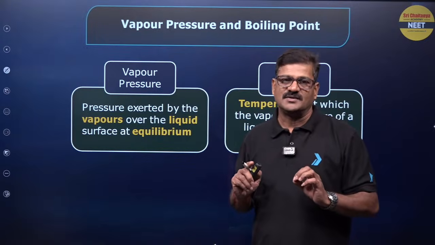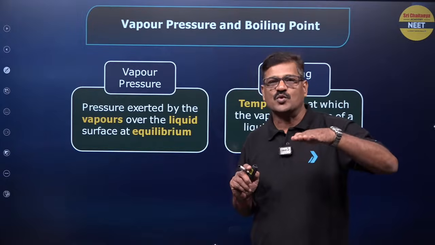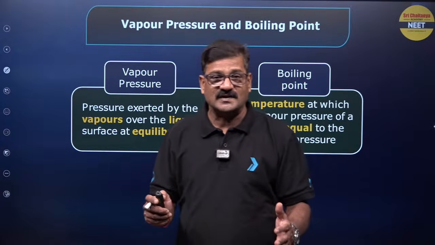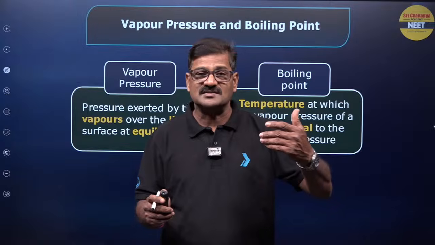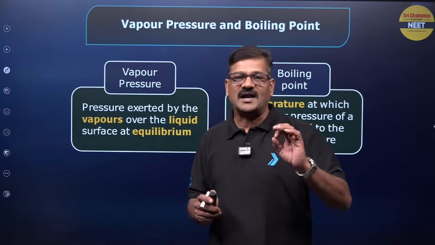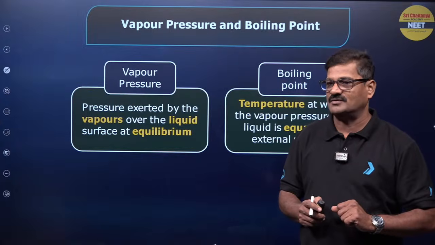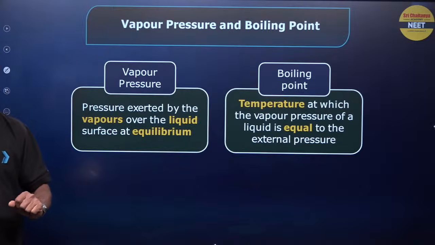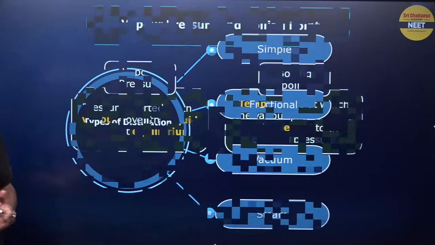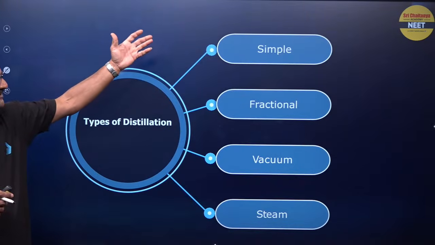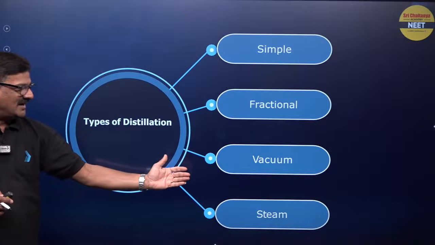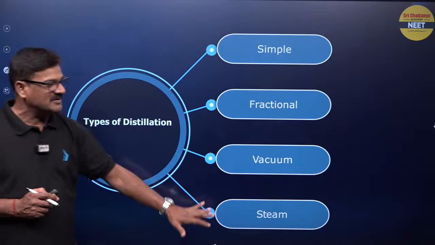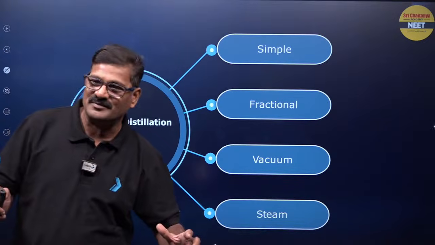What is vapor pressure? The pressure exerted by the vapor on its own liquid at equilibrium is called vapor pressure. Then what is a boiling point? The temperature at which the vapor pressure is equal to atmospheric pressure is called the boiling point temperature, right? So technically you need to understand some terminologies as well. We'll see various types of distillations here: simple distillation, fractional distillation, distillation under reduced pressure, and steam distillation. Four distillation methods are there. What are the methods and how is it done?